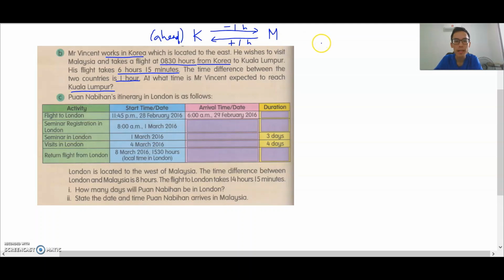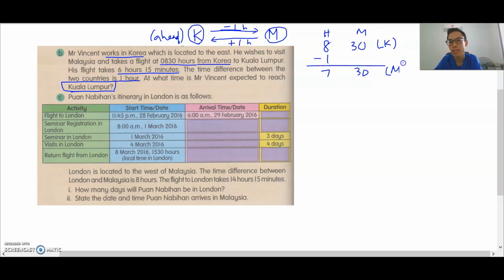Okay, let's look at the flight time. The flight time is 8:30. Okay, this one is hours, this one is minutes. We change to KL time first. Why do we change to KL time? Because our answer needs to be in KL, the time that he's reaching KL. So Korean time, change to Malaysia time, we minus 1 hour. Okay, we change to Malaysia time first. Again, this is Korea time. Okay, we minus. So this is Malaysian time.